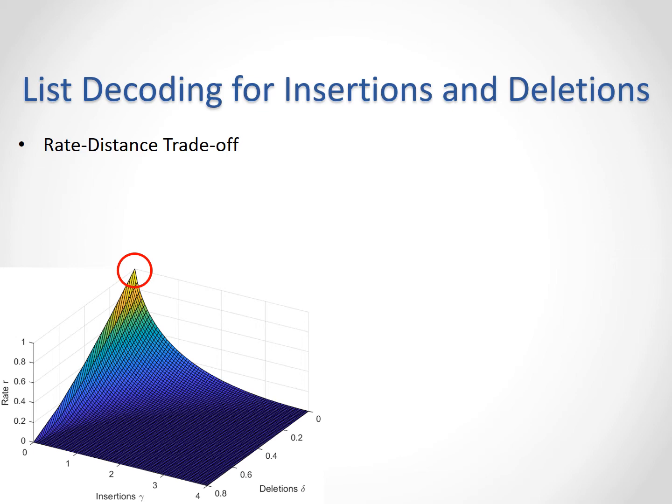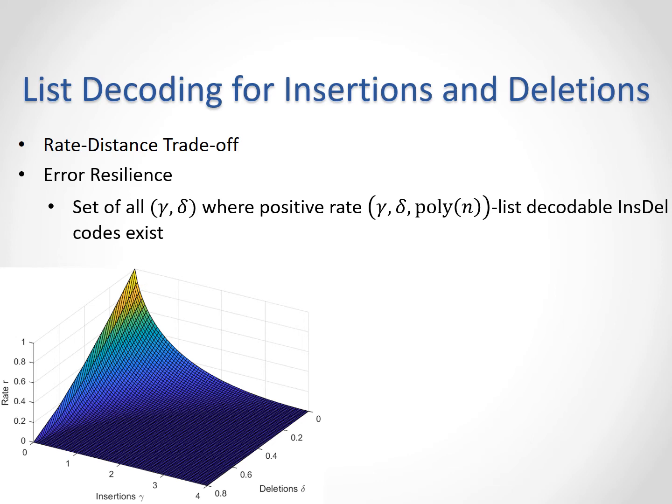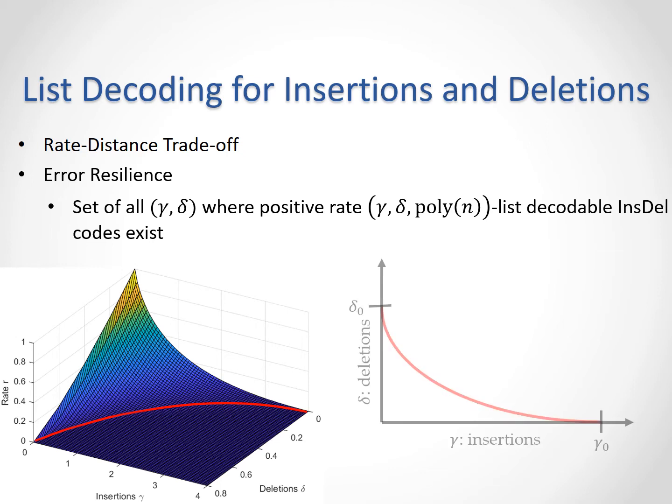And in this setting, the error resilience is characterized by a curve that indicates where this rate-distance plot hits the floor. The goal of this work is to identify the error resilience region for list decodable insertion-deletion codes. In other words, we would like to identify the set of all gamma and delta for which (gamma, delta)-polling, and list decodable insertion-deletion codes exist.